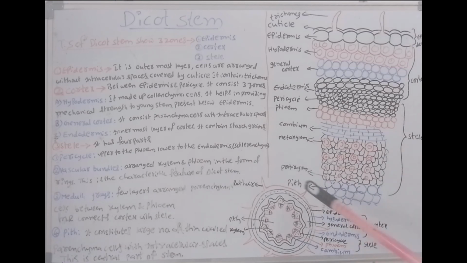See here, this is the ground plan. Outermost layer, cuticle covered epidermis, and below the epidermis, hypodermis, and below the hypodermis, general cortex, and the innermost layer in cortex is called endodermis. Below the endodermis, pericycle is present. See here, this is pericycle. Next, phloem. After the phloem, cambium is present. Below the cambium, xylem is developed. Below the xylem, pith is formed. So this is the dicot stem in plants.